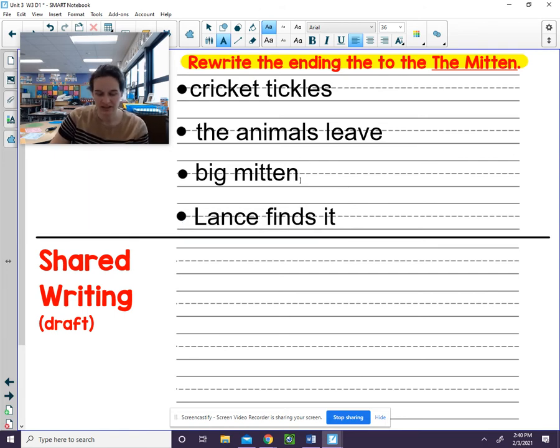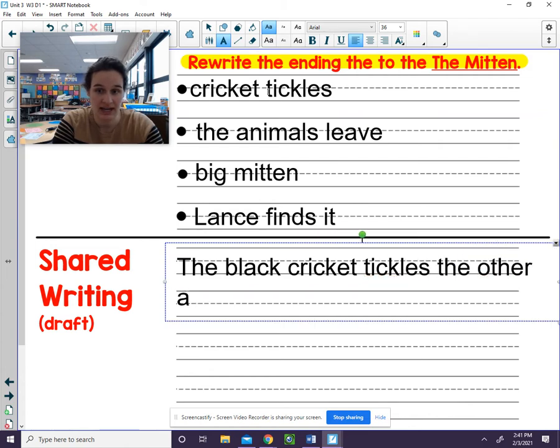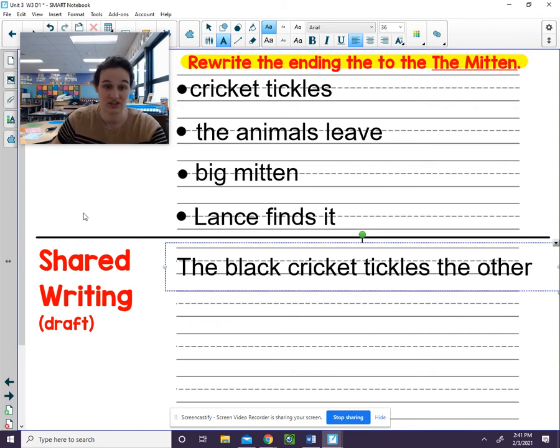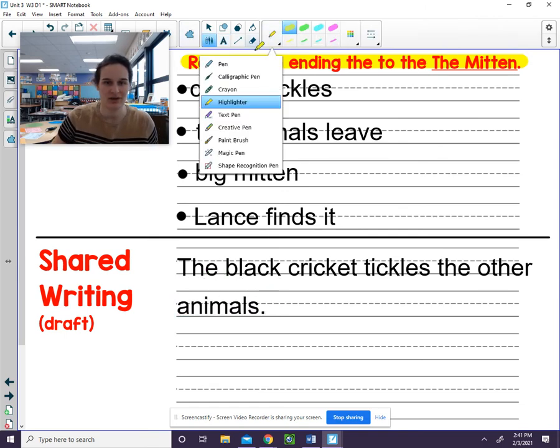Now we're going to take all of our ideas and let's write this new ending. It's going to start with the black cricket. What happens when the black cricket climbs in? So using that idea, we'll start with our first idea right here. The black cricket tickles the other animals. I need to go to a new line. Okay, so then we used our first idea. We're going to check that one off.